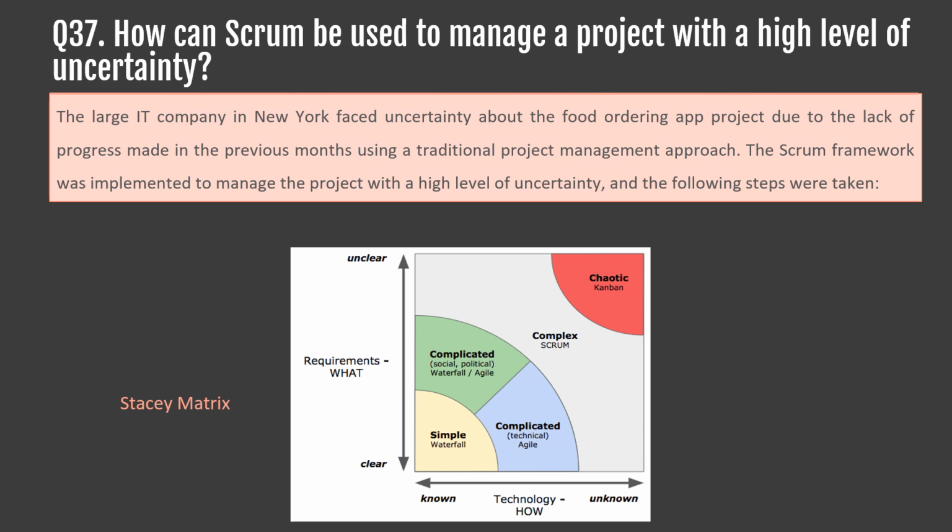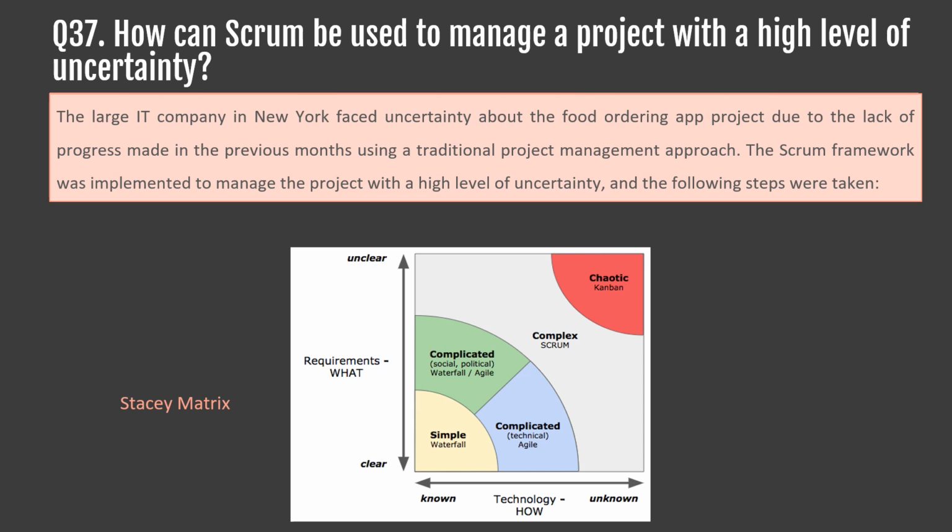Flexibility and adaptability. The Scrum framework allows for flexibility and adaptability to changing requirements and feedback, which helps the team manage the high level of uncertainty in the project. They were able to make changes to the app quickly and efficiently based on feedback from customers and stakeholders.